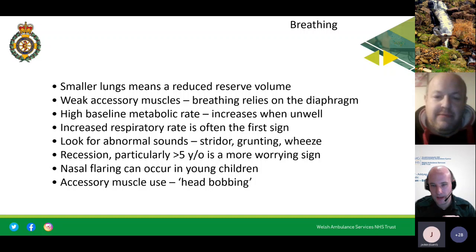So yeah, that is breathing. Remember, any of this, we need to be having your child down to a nappy so we can have a look at their chest. Adults can tell us, children can't. We need to be able to have a look at their chest and look at their effort of breathing. Everyone happy with breathing?